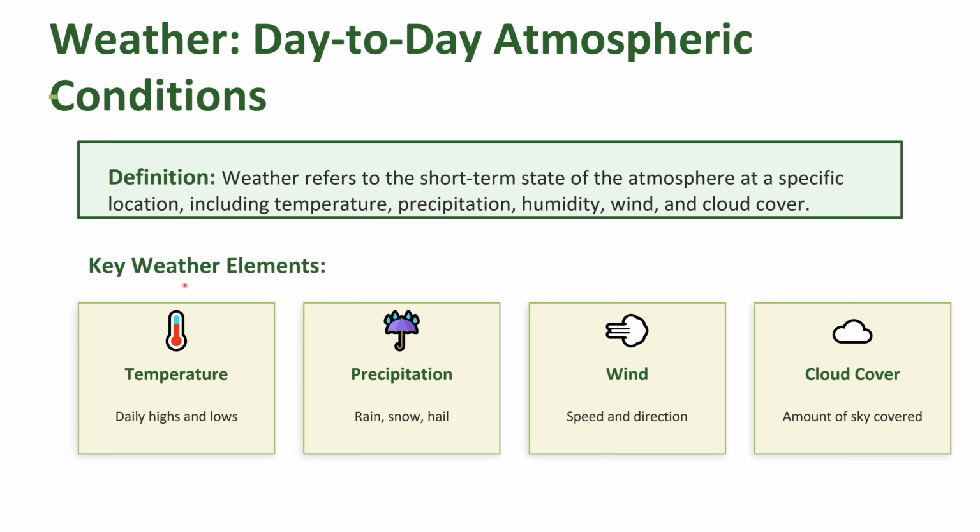The key weather elements are temperature, precipitation, wind, and cloud cover. Temperature is the daily highs and lows. Precipitation is any water falling from the sky, like rain, snow, and hail. Wind is how fast the air is moving and which way it's blowing: speed and direction. Cloud cover is how much of the sky is hidden by clouds: the amount of sky covered. Think of weather as the mood of the atmosphere. It can change in minutes.